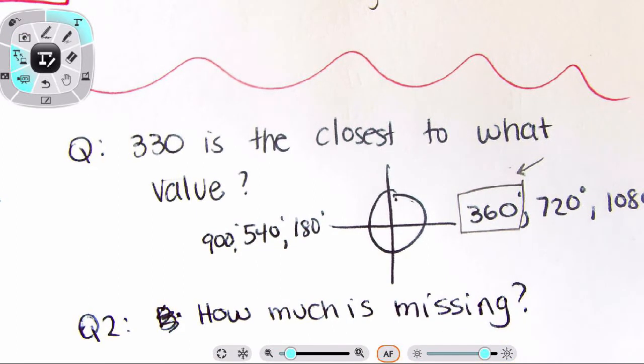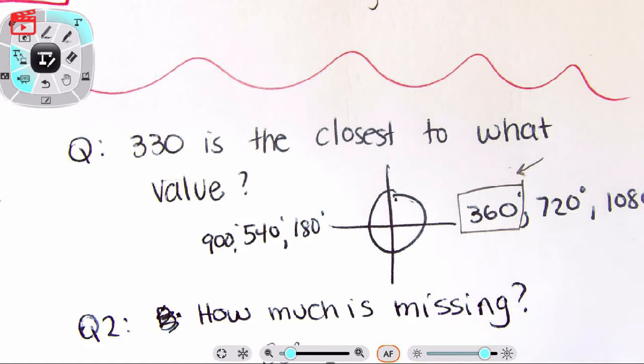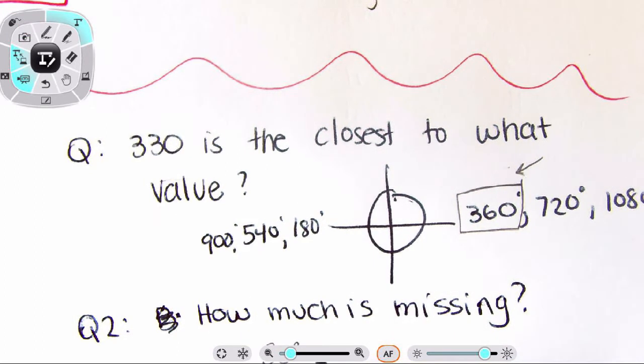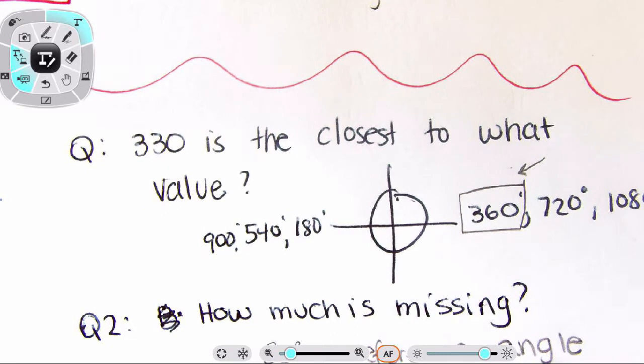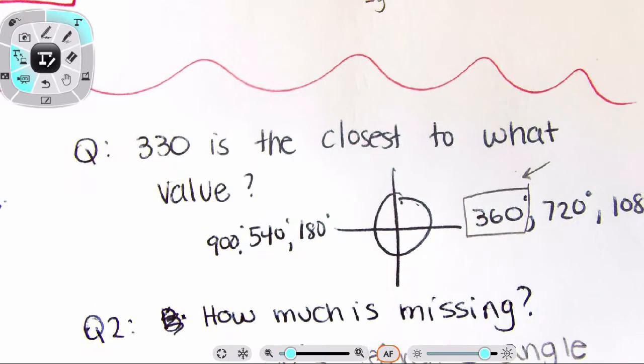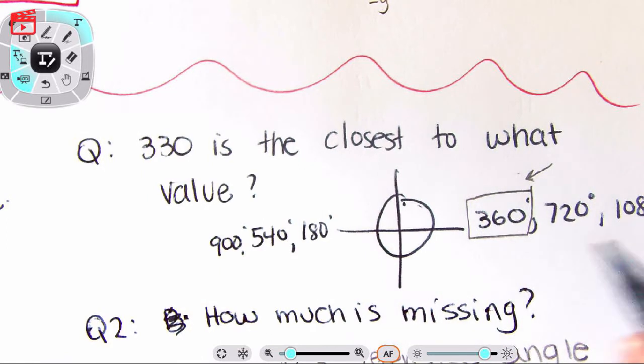And how much is missing? We got 330, we need 360, so 30 degrees is missing. Therefore, our reference angle is 30 degrees. And how did I do that? I did that kind of quickly in my head. Ooh, let's be careful on that.